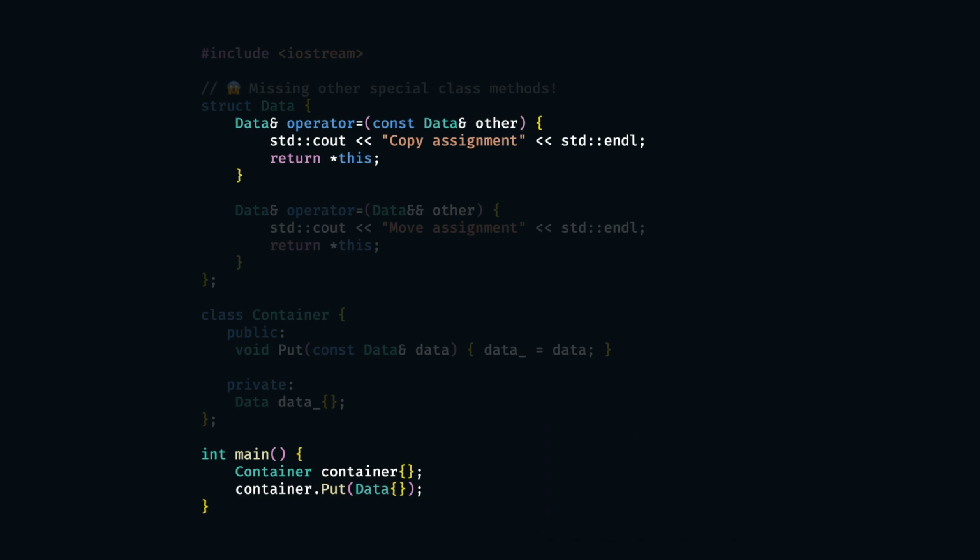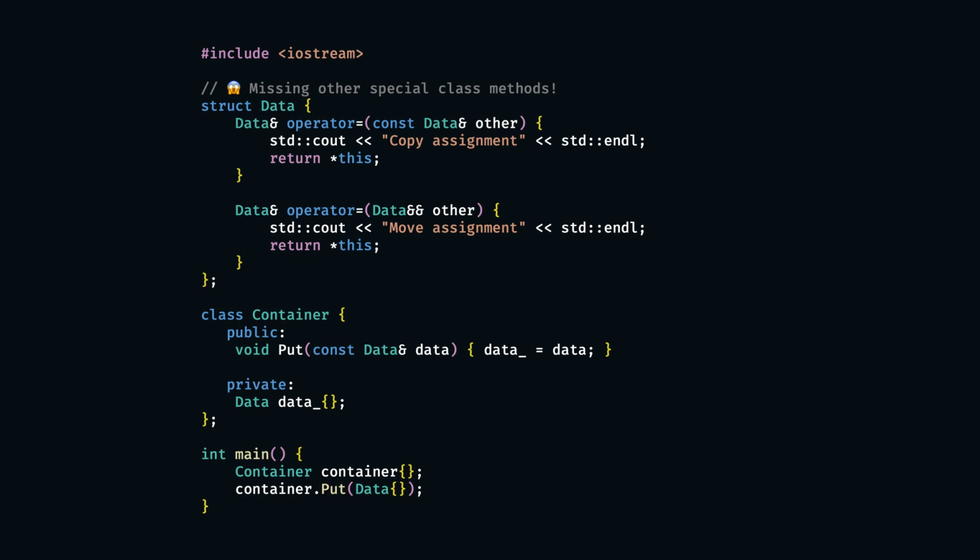The reason for this is, of course, the fact that the put method of our container class only accepts a const reference to data. By design, a const reference binds to anything. So a temporary data object is created, it gets bound to a const reference when passed into the put function, and its lifetime is extended for the duration of the execution of this function. Then, because data is a const reference, its copy assignment operator is called to copy itself into the private data_ field of our container object.